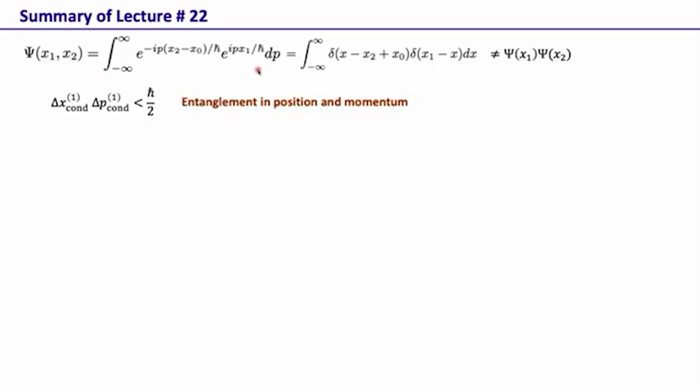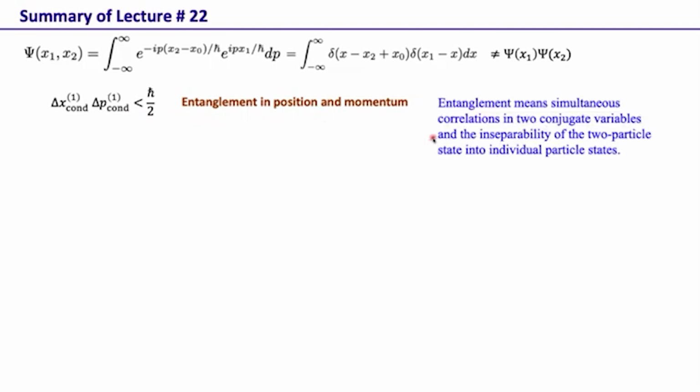So, these arguments that were put forward by Einstein, Podolsky and Rosen to show that quantum mechanics is incomplete, these very arguments are now known as entanglement, here in position and momentum. What entanglement means is basically simultaneous correlations in two conjugate variables or non-commuting operators, and the inseparability of the two-particle wave function or state into individual particle states.